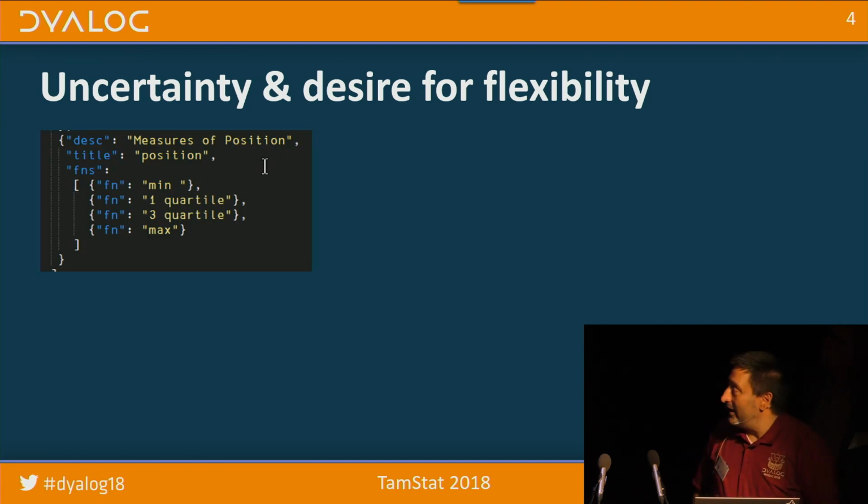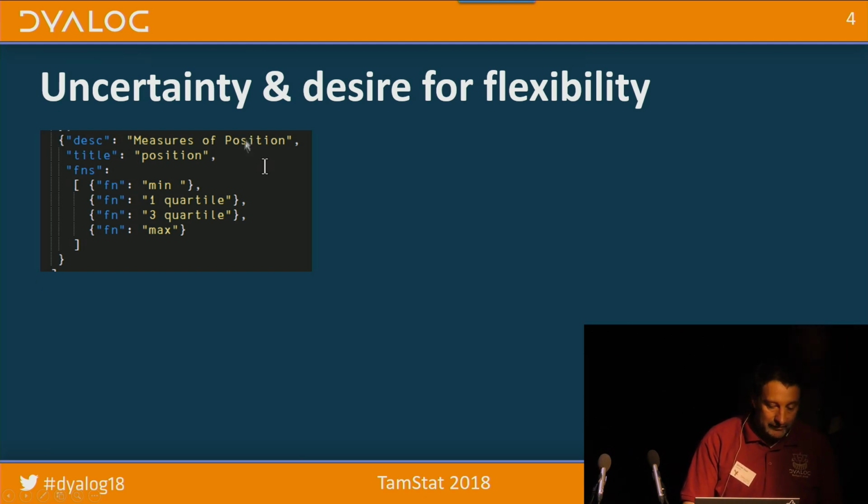The solution was, I had the idea to use an external JSON file in which I defined these things. So for example, here is an excerpt. There's a group of things which is called measures of position. Their internal code or title is position, and the group contains these functions. Okay, nice.